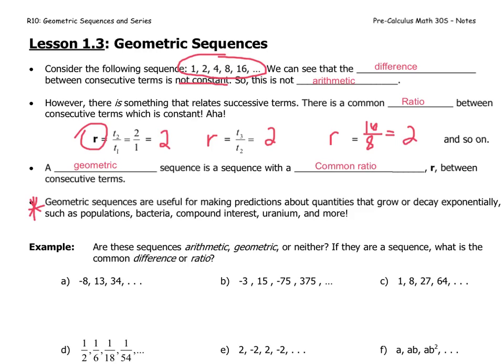Okay, so let's take a look at this example here. And I want you to try and answer this one just based on what you know about different sequences, like arithmetic and geometric, and see what category these things fall into. So this example says, are these sequences arithmetic, geometric, or neither? And if they are a sequence, what is the common difference or ratio? So if they're arithmetic, what's the common difference? And if it's geometric, what's the common ratio? I'm going to pause the video now and you try to answer for all 6 questions below.